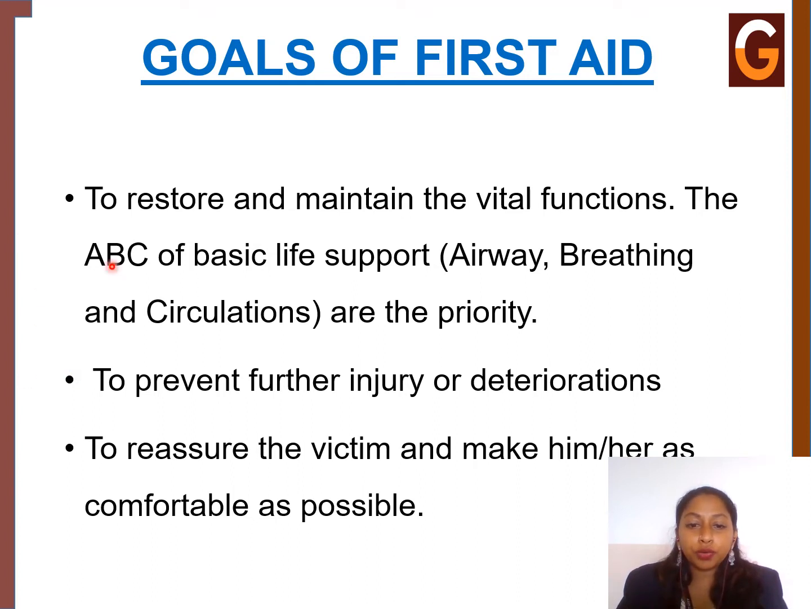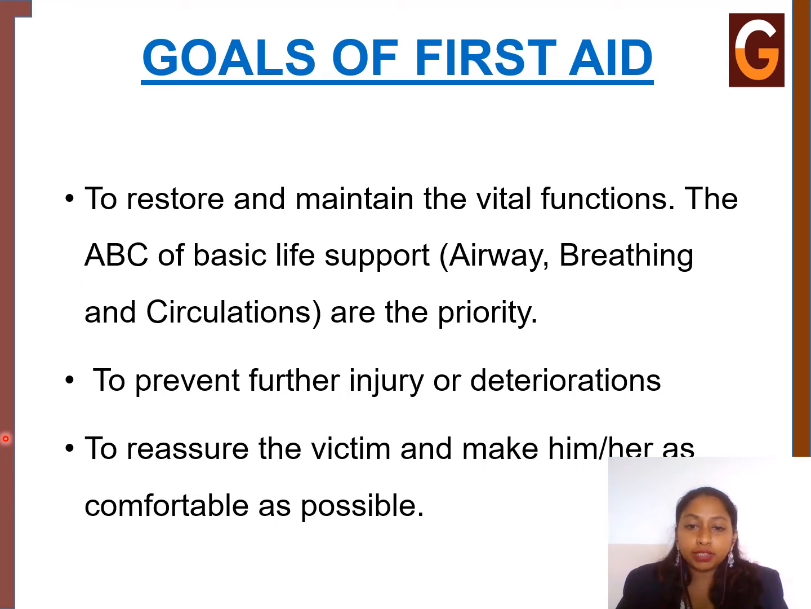The next goal is to prevent further injury or deterioration. As I told in the previous slide, when we give any first aid, we are trying to prevent the condition from worsening. So we try to make sure that the victim does not deteriorate so much. We give first aid so that we can preserve their condition and prevent it from worsening.